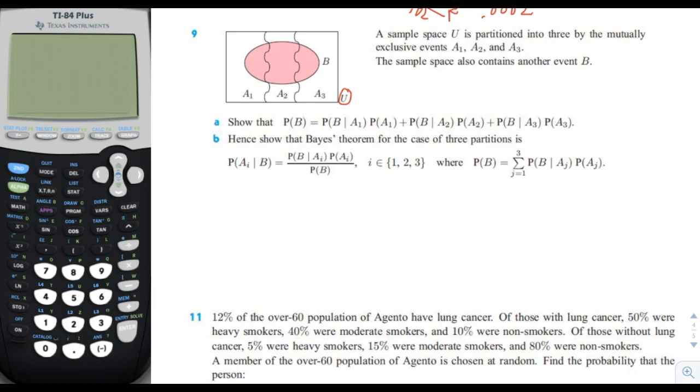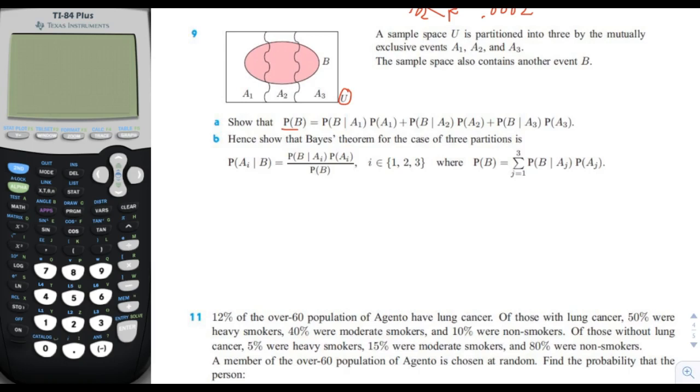So normally what we see is A like that and B like that, but in this case what they're saying is A happens all the time. So that's why we get this weird one. Okay? So first they say, okay, show that probability of B happening is equal to this.